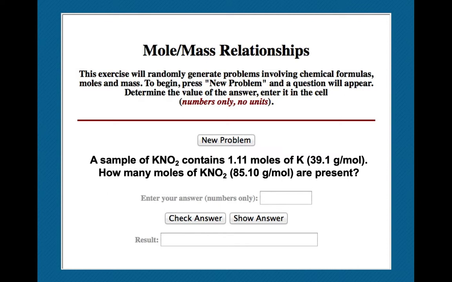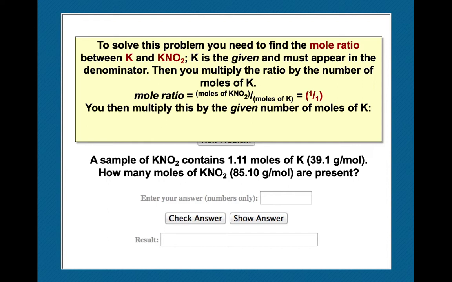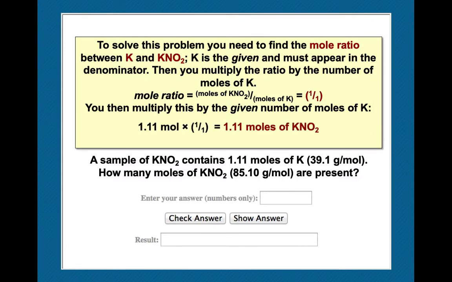Well, this is actually very simple, isn't it? We need to do the mole ratio of potassium to potassium nitrite, and that is 1. We have moles of nitrite, moles of potassium. It's simple, 1 to 1. So we're going to take our given, multiply it by our ratio, and the answer is 1.11. I told you it was simple.